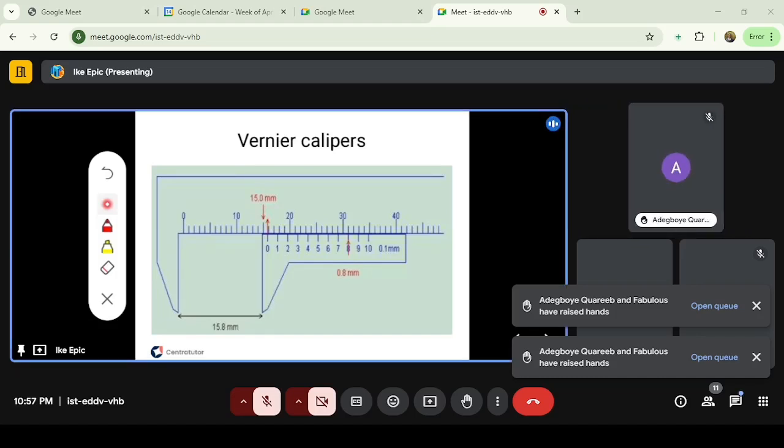It could be in something different. It could be in millimeter, but usually it is mostly in millimeter. It could be in centimeter, but the main thing is to observe the unit that they gave you on the vernier scale. That is what will tell you the unit you will give your final answer in. In this question, they gave us millimeter on the vernier scale, so our final answer will be in millimeter. If they had put centimeter, our final answer would have been in centimeter. But usually vernier scales are mostly in millimeter.